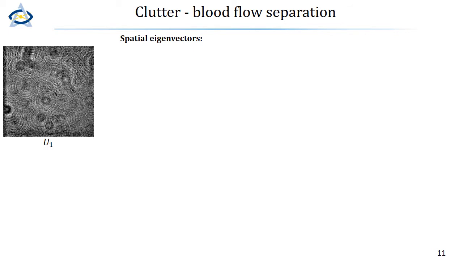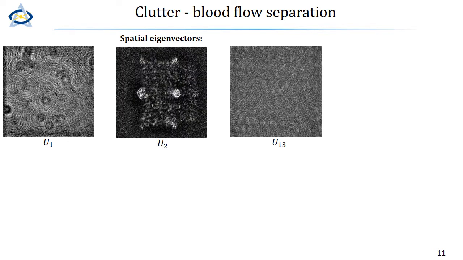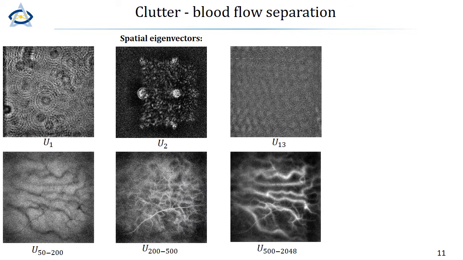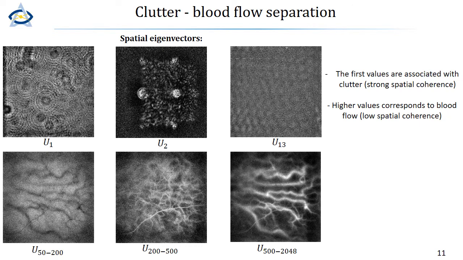So here is an example of singular value decomposition. We're looking at the spatial eigenvectors. Those associated with singular values of very high energy look something like this. And those associated with singular values of lower energy look something like this. What this means is that the first singular values reveal clutter, something like eye motion or specular reflection on the cornea or other surfaces, and the higher values are able to reveal blood flow.